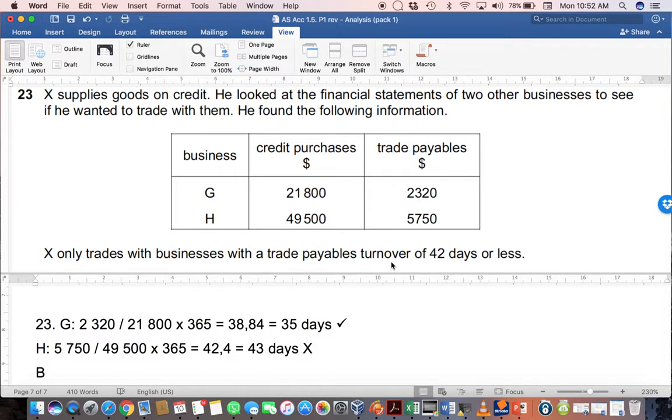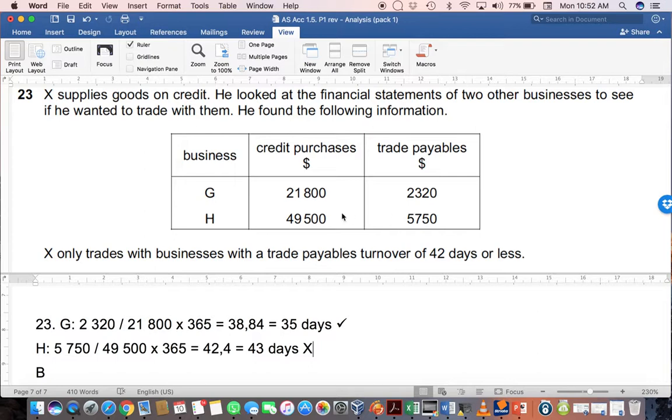Given the fact that X only trades with businesses with a trade payables turnover of 42 days or less, and given that the figure is lower than 42, it means that X will be happy to trade with G.